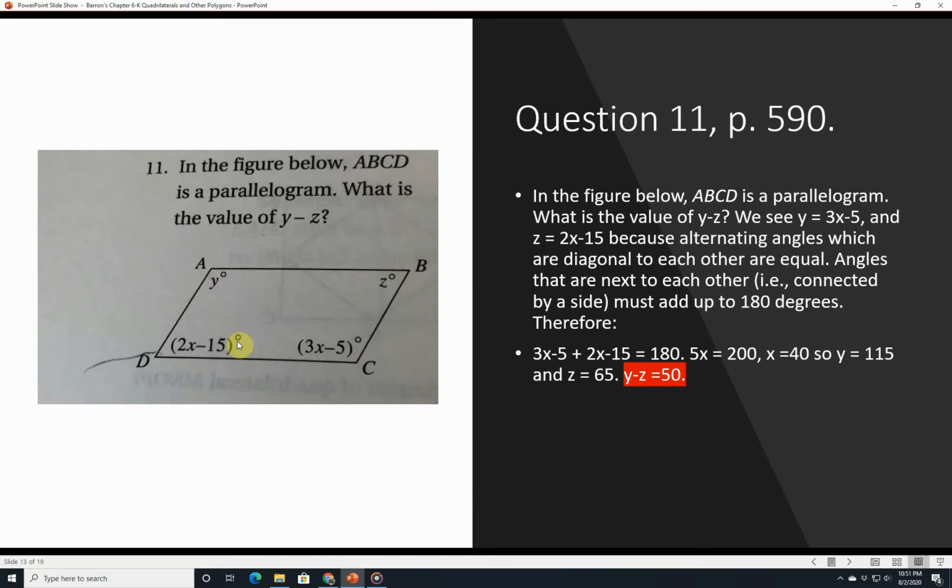So we can pretty easily go, okay, 3x minus 5 plus 2x minus 15 is 180. Combining like terms, we get 5x is equal to 200, x is equal to 40. So y is going to be 3x, so that's 120 minus 5, so that's 115, and z is equal to 2x minus 15, which is going to be 80 minus 15, which is 65. 115 minus 65 is y minus z, which is equal to 50.